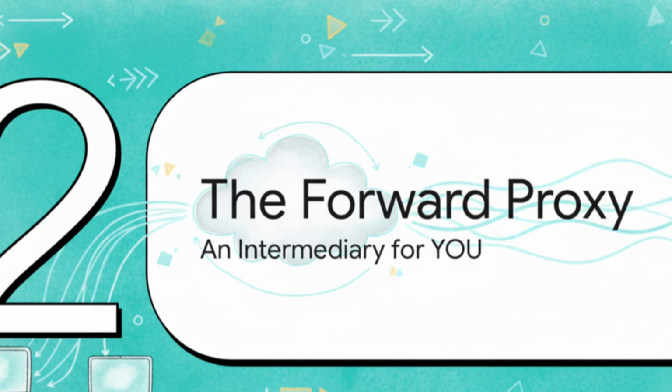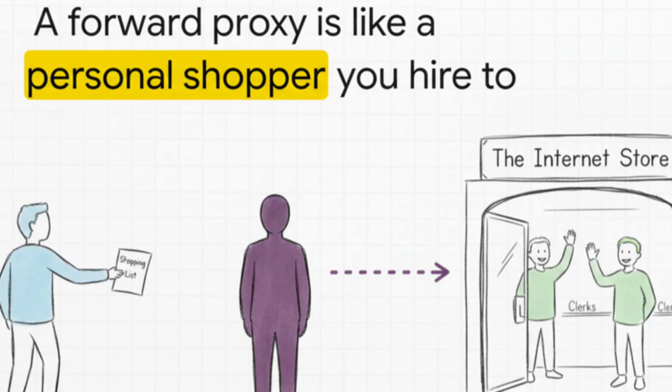The best analogy I can think of is a personal shopper, right? You hire someone, you give them a list, and you send them out into the world for you. Now, the people at the store, they only ever talk to your shopper. They have no idea who you are. And you can give that shopper rules like, hey, you're only allowed to go to these stores, or don't tell anyone who you're shopping for. It's a perfect way to mask your identity and control where your requests go.